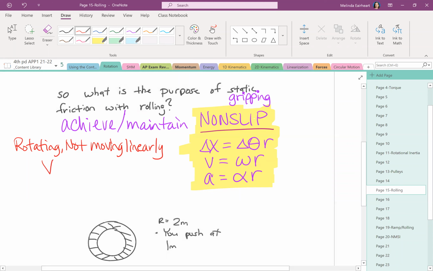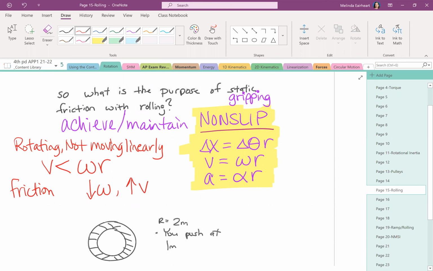You get that your rotational side of the equation has more than what you need, okay? And so what's friction gonna do? Friction says, oh, I'm rolling too much, I'm rotating too much. And so it's gonna act in a way to decrease omega so that you can increase the linear velocity and you actually go somewhere. It's trying to achieve non-slip.